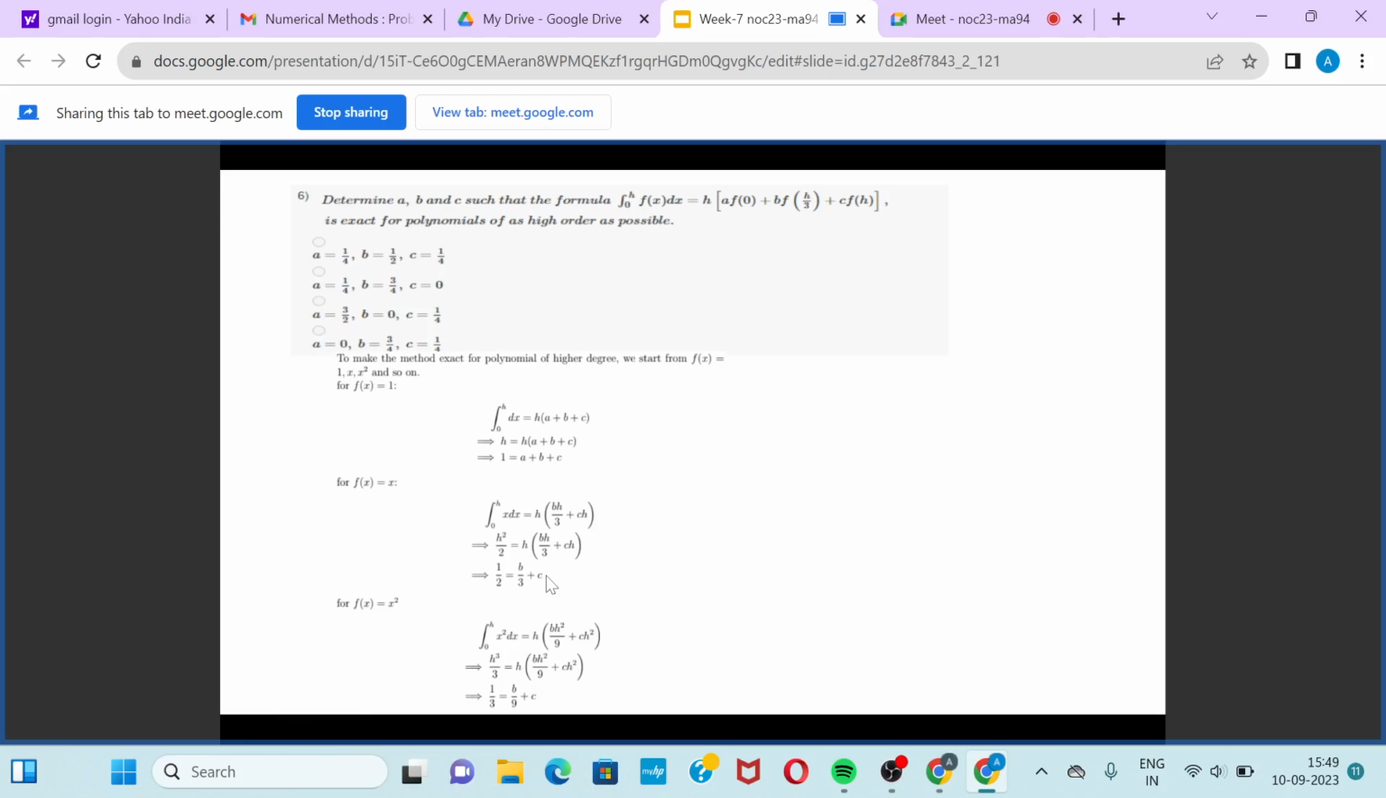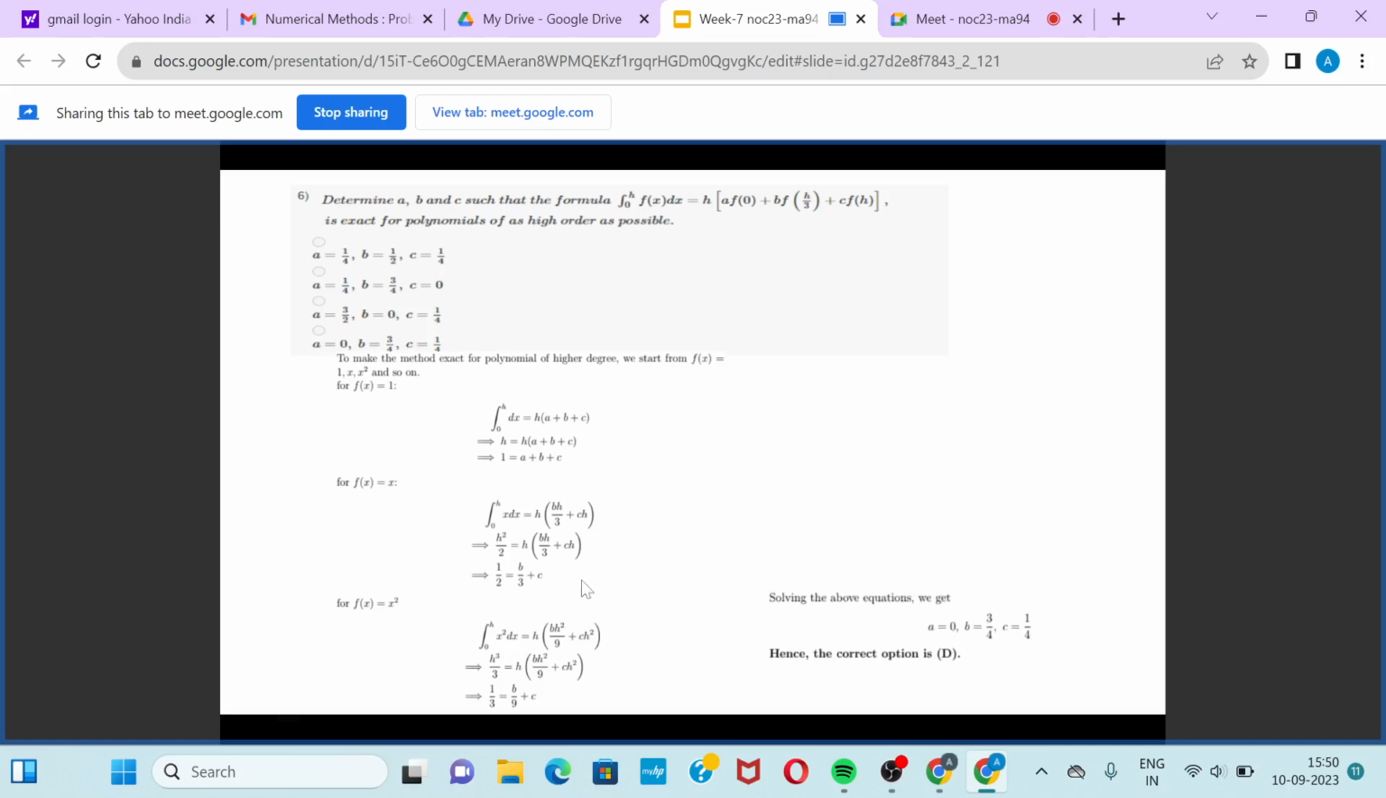Now we will calculate for f of x equals x square. When you put f of x as x square, here again f of 0 will be 0, f of h by 3 will be h square by 9, and f of h will be h square. Here the integral will give you h cube by 3 equal to this, and on solving you will get 1 by 3 equals b by 9 plus c, right?